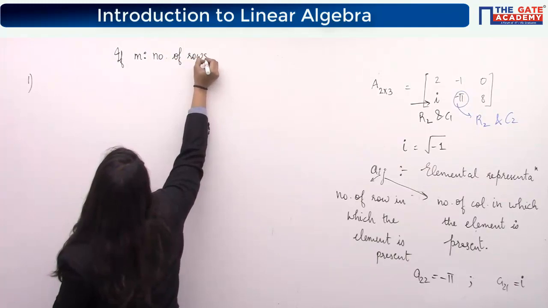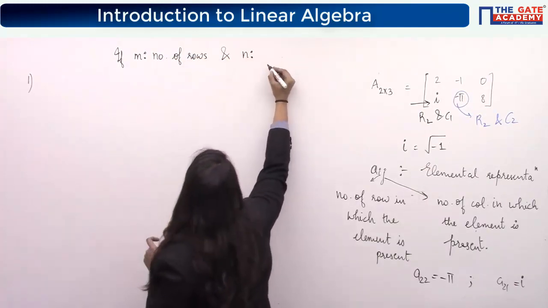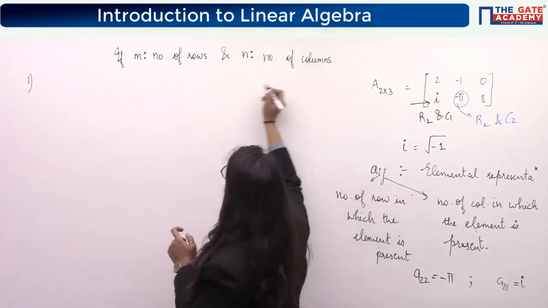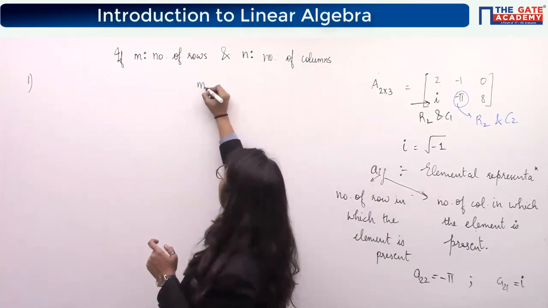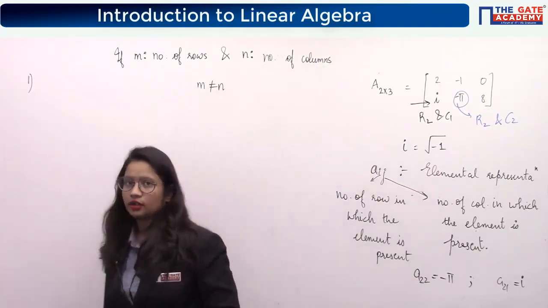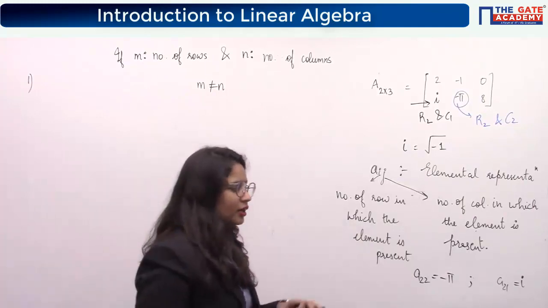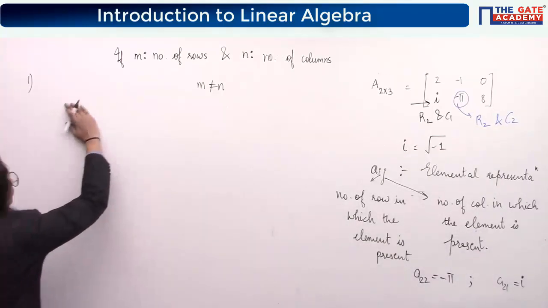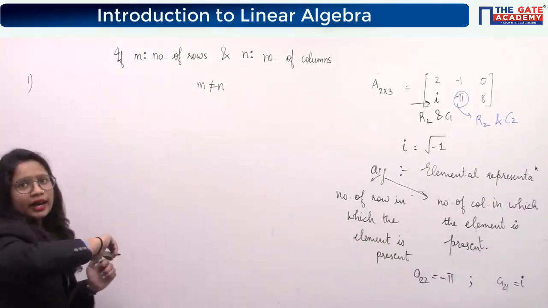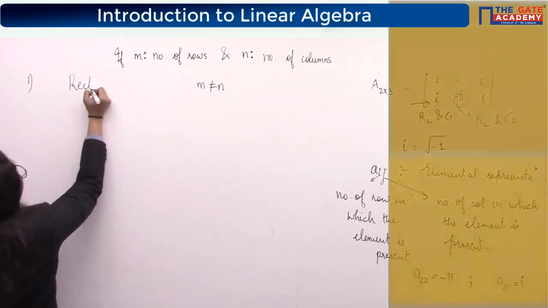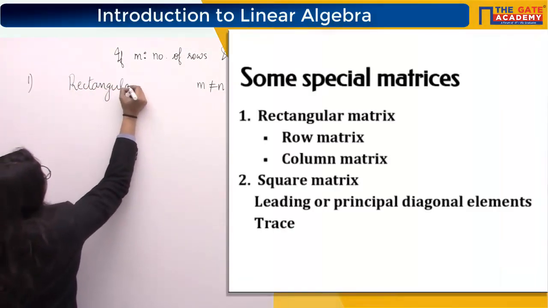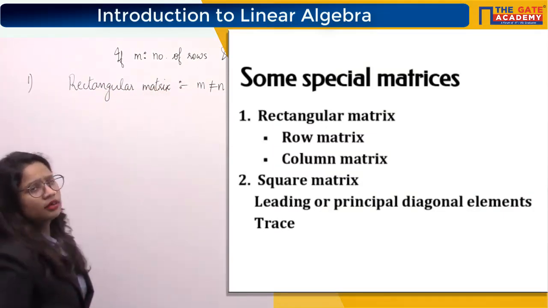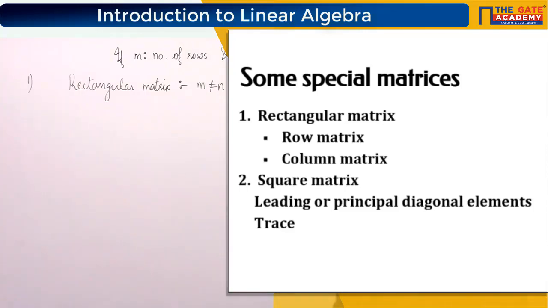rows, and N is number of columns. And first one is the case where M is not equal to N. When the number of rows and the number of columns are different. Can you see me what is that matrix known as? When M is not equal to N, what is this matrix known as? These are all basics. So we'll be a little fast in covering those. Rectangular matrix. Yes, very good.